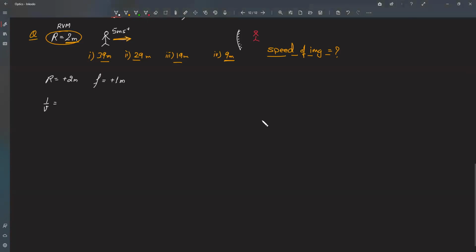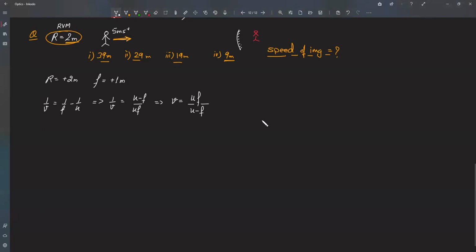In order to do that, we'll have to use this formula: 1 by v is equal to 1 by f minus 1 by u. From this, you can say what will be v. This means 1 by v is equal to (u minus f) divided by uf. We are just finding a final expression for v so that we can directly substitute values in it. So v will be equal to uf divided by (u minus f). Any doubt?